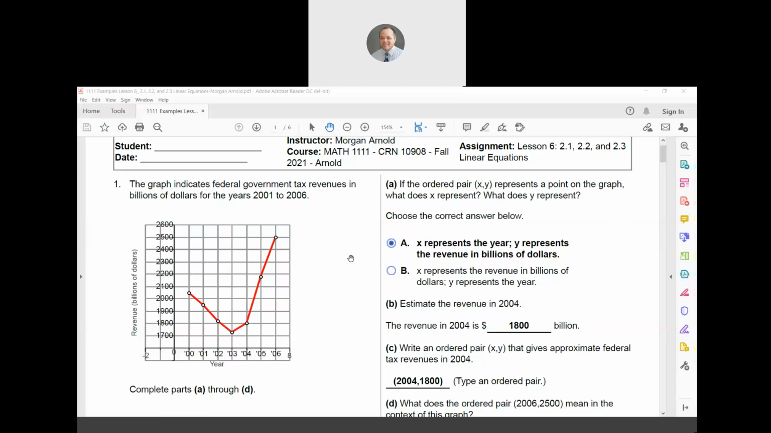Part A, if the ordered pair (x, y) represents a point on the graph, what does x represent? What does y represent? Your x-axis is here, and that represents the year. The y-axis is going north to south in the middle, and that represents, for this problem, revenue in billions of dollars.